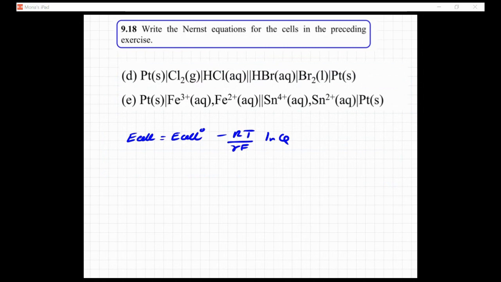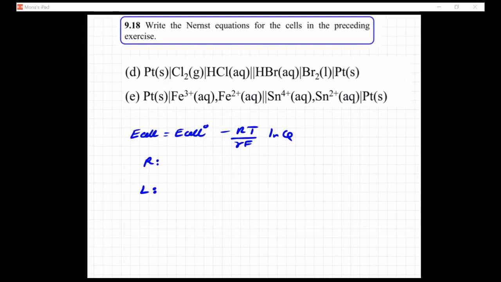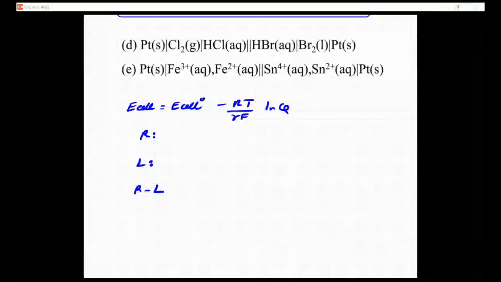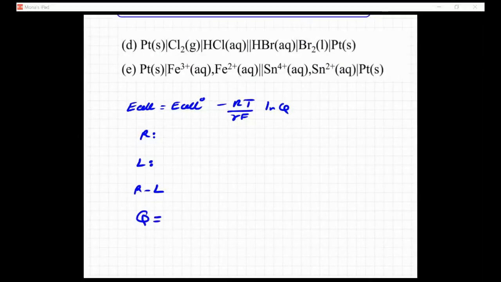But supposing I did not ask you the previous questions, what is it you have to do? You will have to write the reduction half reaction, right and left, and then you have to find right minus left, so as to be able to write the quotient, right? So this is what you have to do, even if I did not ask the previous question. You have to do all that.